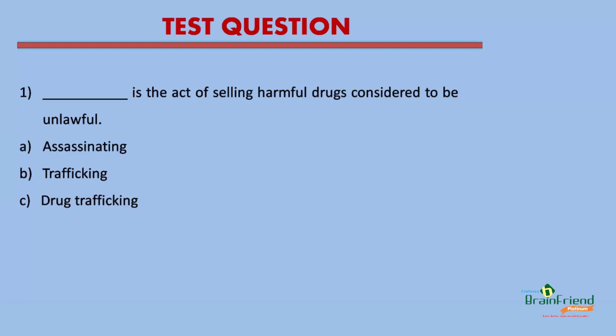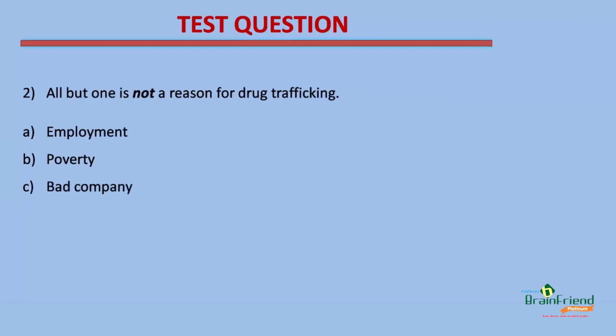Question 1. Dash is the act of selling harmful drugs considered to be unlawful. A. Assassinating. B. Trafficking. Or C. Drug trafficking. The correct answer is C. Drug trafficking.